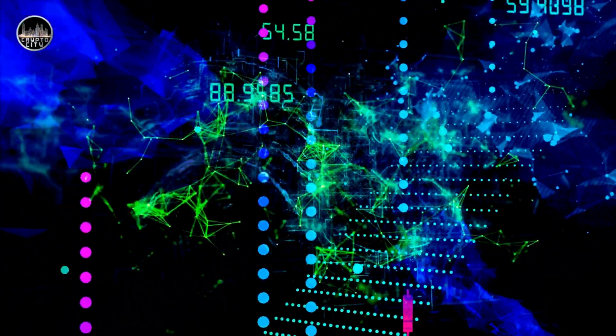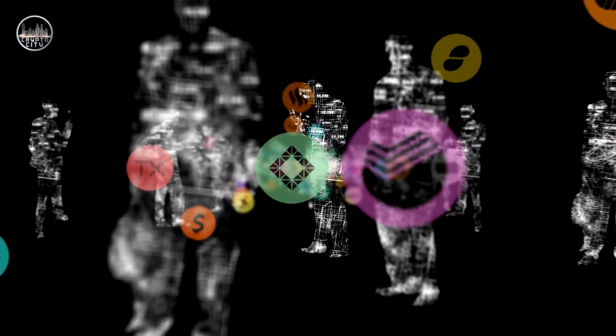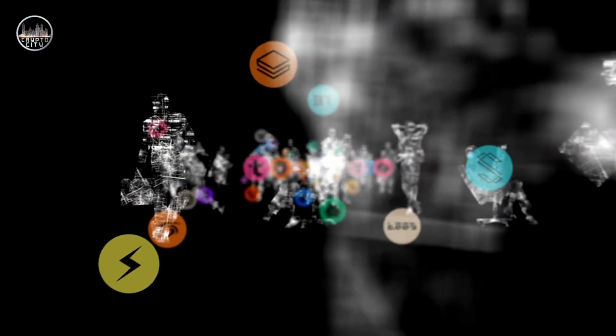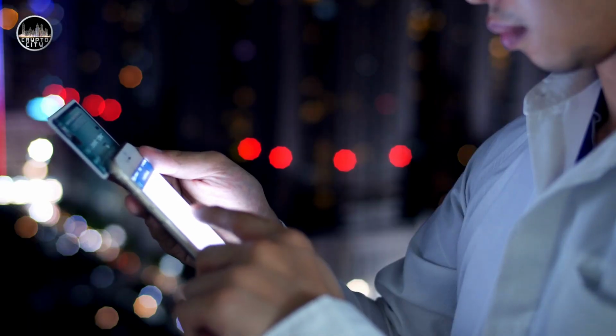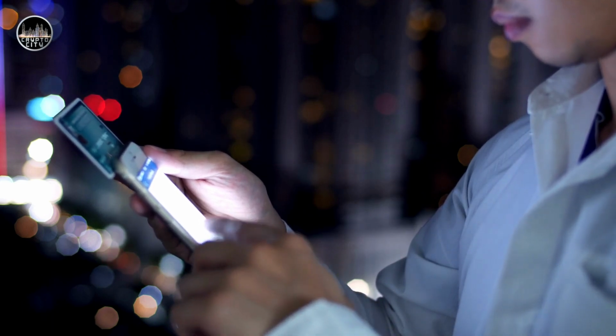Part 3: The History and Evolution of Blockchain Technology. The history of blockchain technology can be traced back to the invention of the first digital currency, Bitcoin, in 2008. Bitcoin was created as a decentralized, peer-to-peer currency that could be used to facilitate transactions without the need for intermediaries like banks or financial institutions.